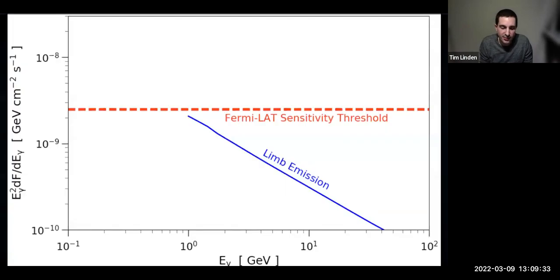This is what this would look like in the Fermi-LAT telescope. This is E squared dN/dE, the energy flux. This is the Fermi-LAT sensitivity, and this would be that limb emission just from the edge of the sun. We would probably have seen it by now, but it would be difficult.